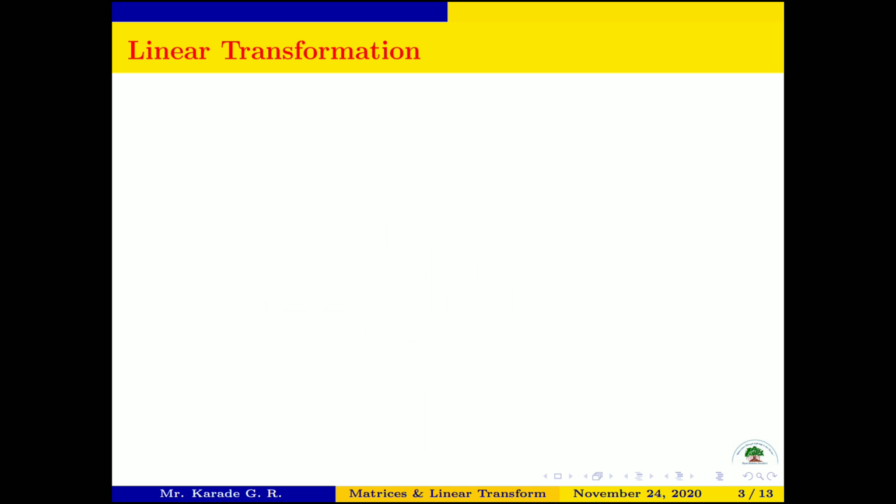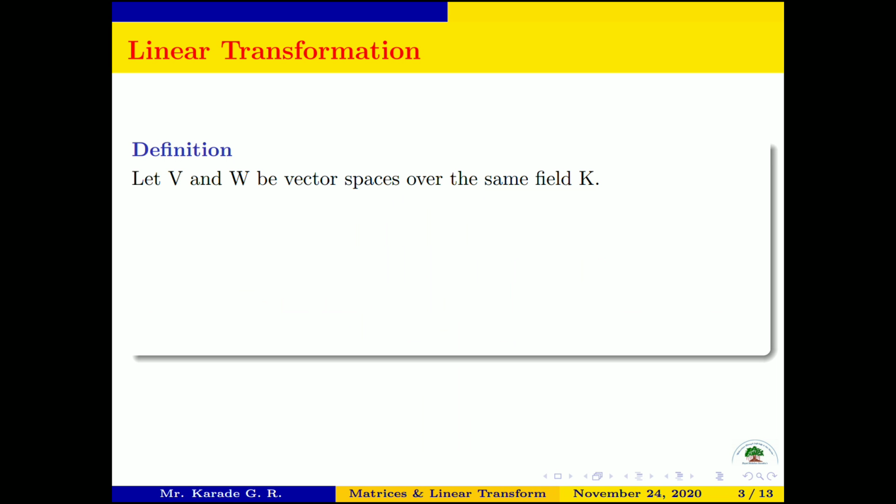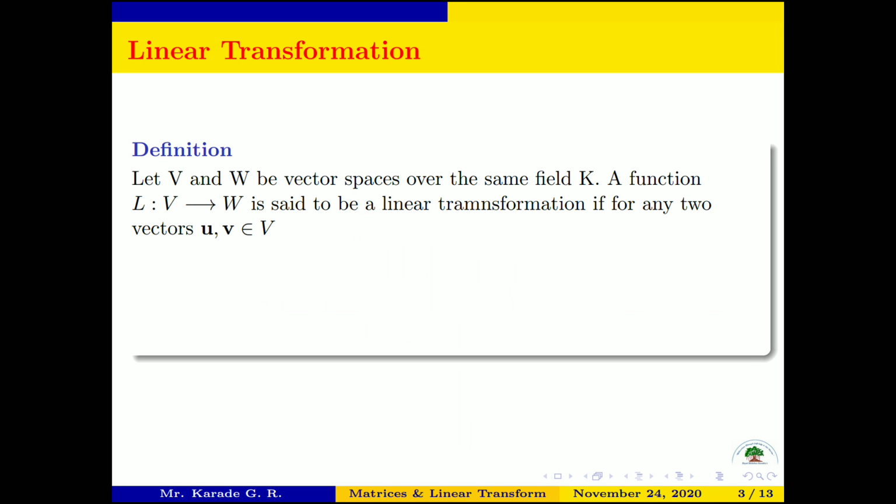The definition of linear transformation is, let capital V and W be vector spaces over the same field K. A function L from V to W is said to be a linear transformation if for any two vectors u, v in V and any scalar c belongs to K, the following two conditions are satisfied.